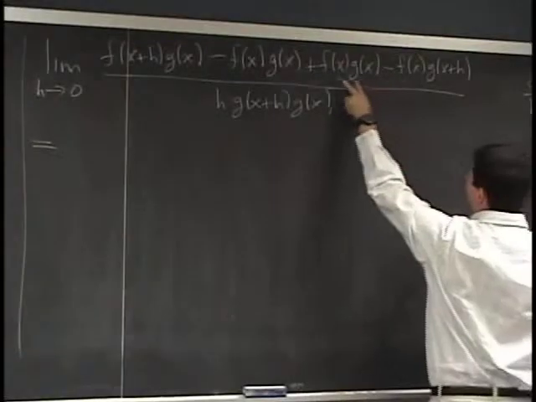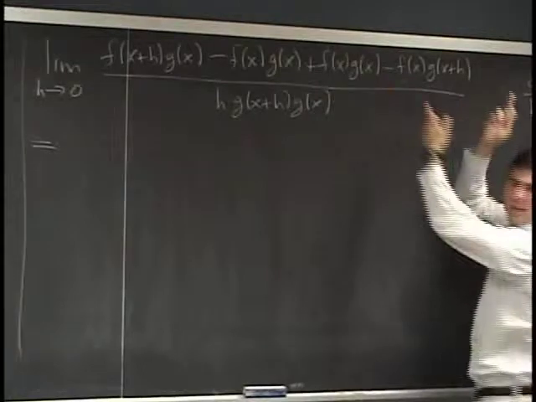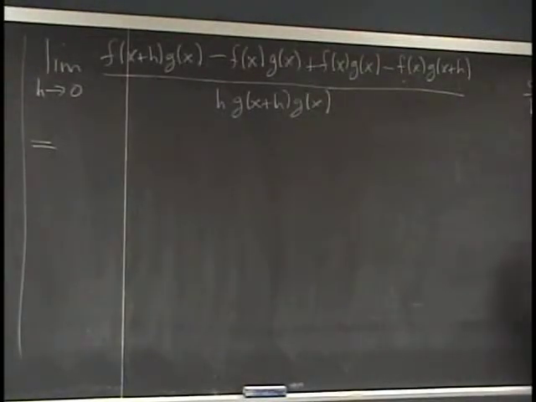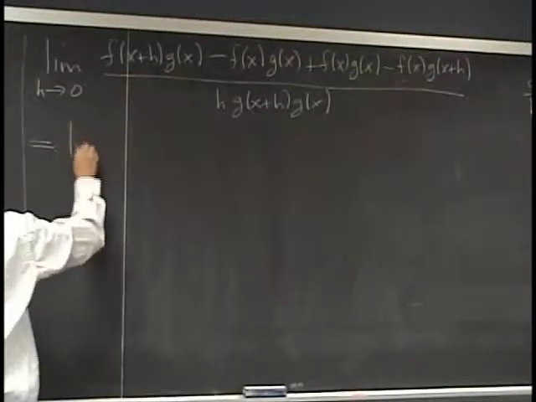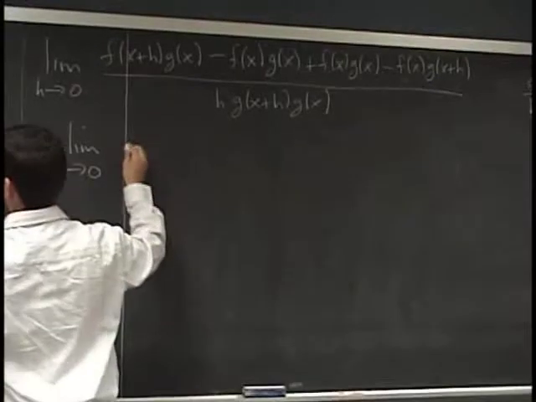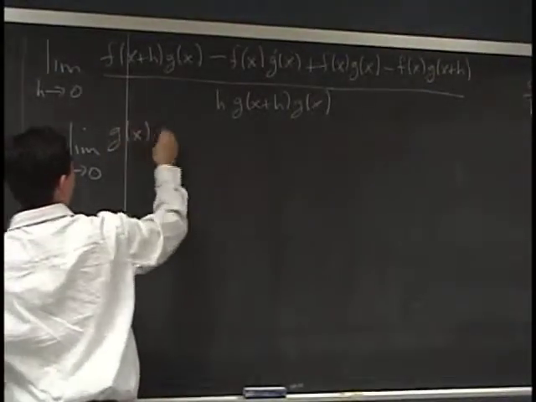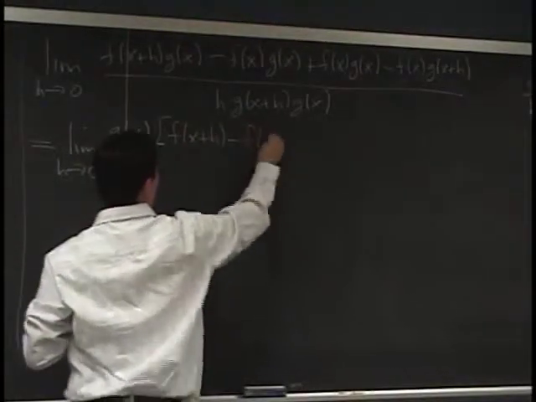Then over here, I have an f of x in both terms, so I can factor that out. Now I get something in the wrong order. I have g of x minus g of x plus h. That's the opposite order I want, right? Yeah, I have to put a negative 1 in somewhere to switch the order. So let's do that. I'll factor out a g of x and put it out front of this, and then we have f of x plus h minus f of x.